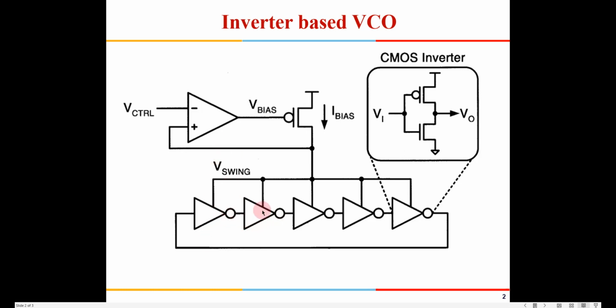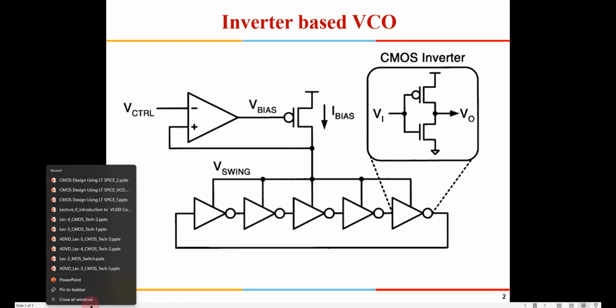So if you increase the current capacity of these inverters, then outputs will get charged faster or discharged faster. In that case, the frequency will increase. So increase of current will increase the frequency, decrease of current will decrease the frequency, and you can have a voltage control through which you can increase or decrease these currents and thereby change the frequency.